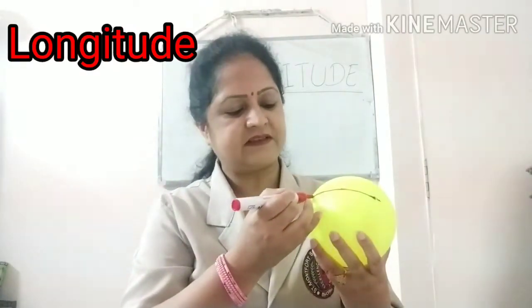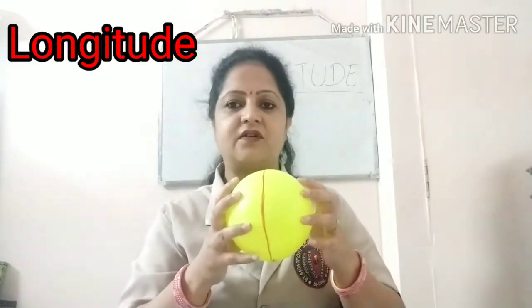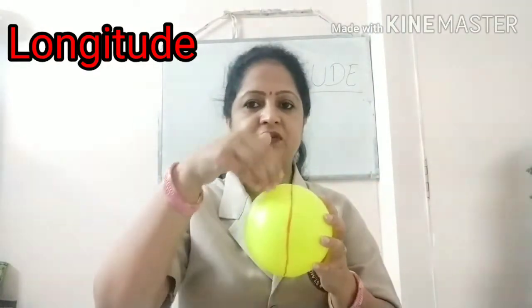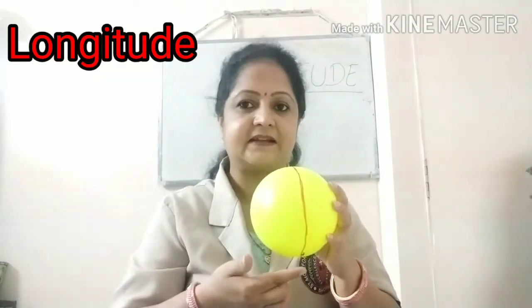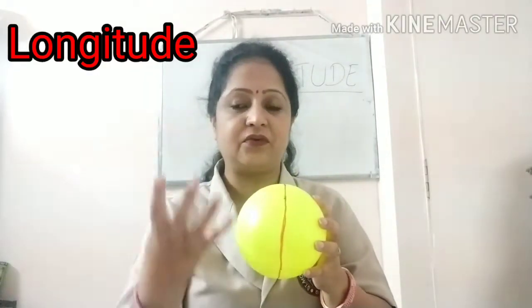From this 0 degree meridian, lines are drawn towards its eastern hemisphere and towards its western hemisphere. On both sides, east and west, the lines are drawn, and all these lines start from the North Pole and end at the South Pole. For the lines drawn in the eastern hemisphere, we denote them with E, and for the lines drawn in the western hemisphere, we denote them with W.